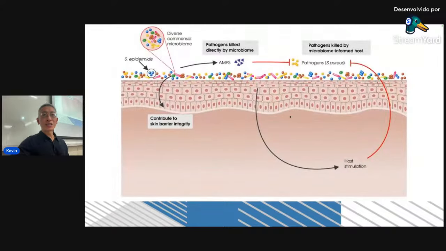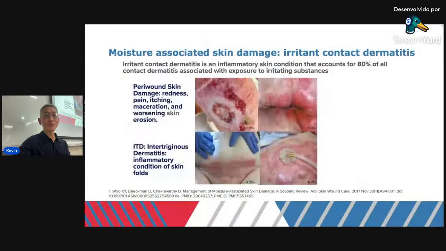And this is a nice little diagram just to show you that the normal microbiome is so vital as a defensive mechanism to protect the skin against some other more dangerous pathogens. By wiping out our microbiome, it can actually enhance the opportunistic bacteria to grow on the skin that potentially have a severe damage to wound healing process.